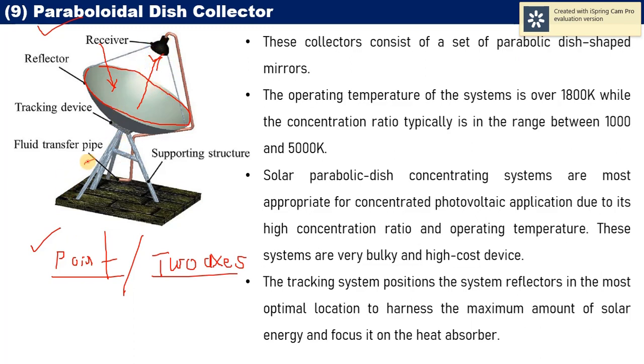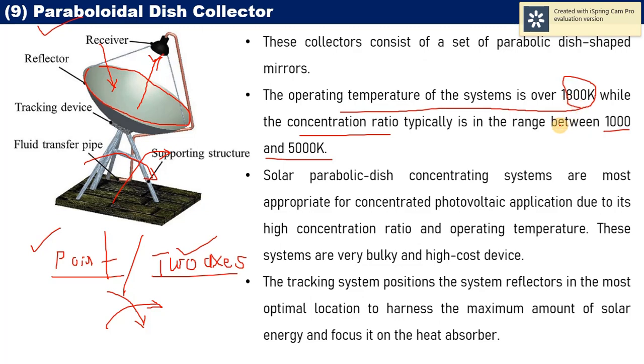In this case we have two axis tracking, so we can move this in this direction and also in this direction. In both directions this type of tracking is possible. In the paraboloidal dish collector we can achieve a concentration ratio in the range of 1000 to 5000, and the operating temperature is over 1800 K. This type of collector is used when high temperature is required. So this is the explanation for the paraboloidal dish collector.